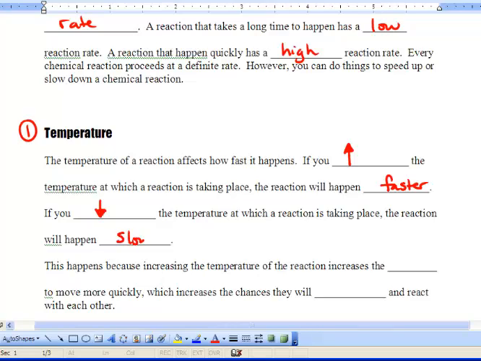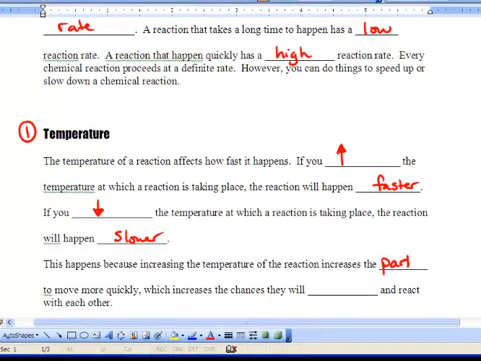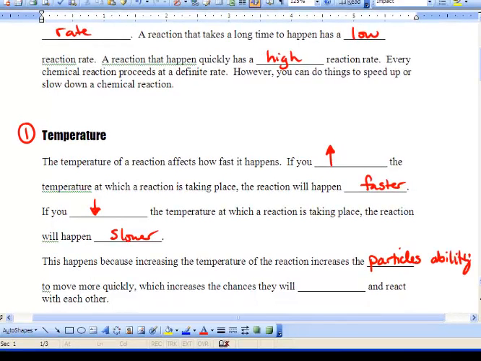That makes sense. Now, this happens because increasing the temperature of a reaction increases the particles' ability to move more quickly, which increases the chances they will collide and react with each other.